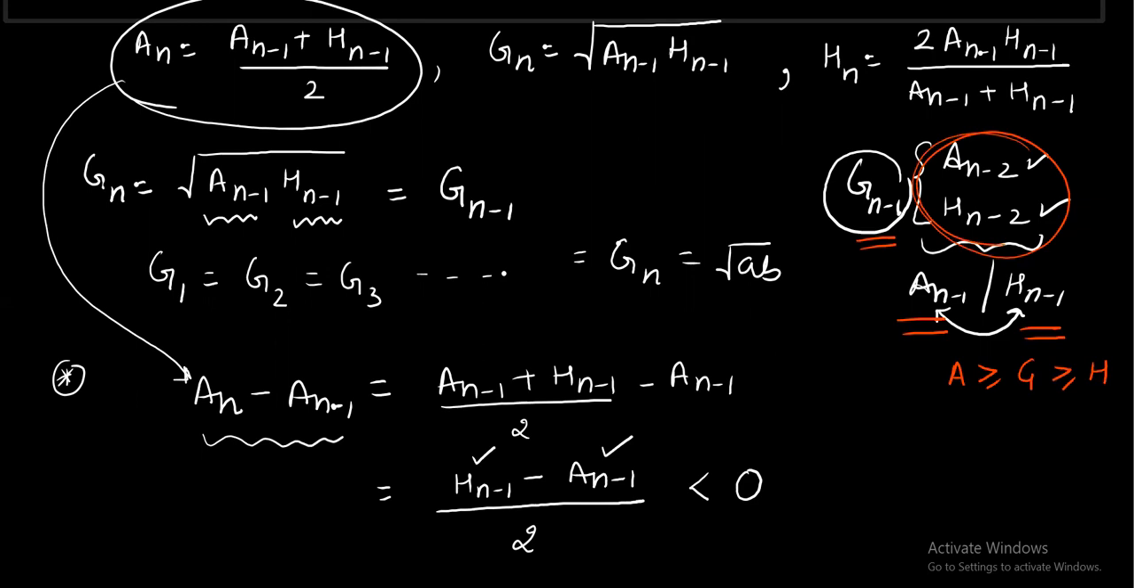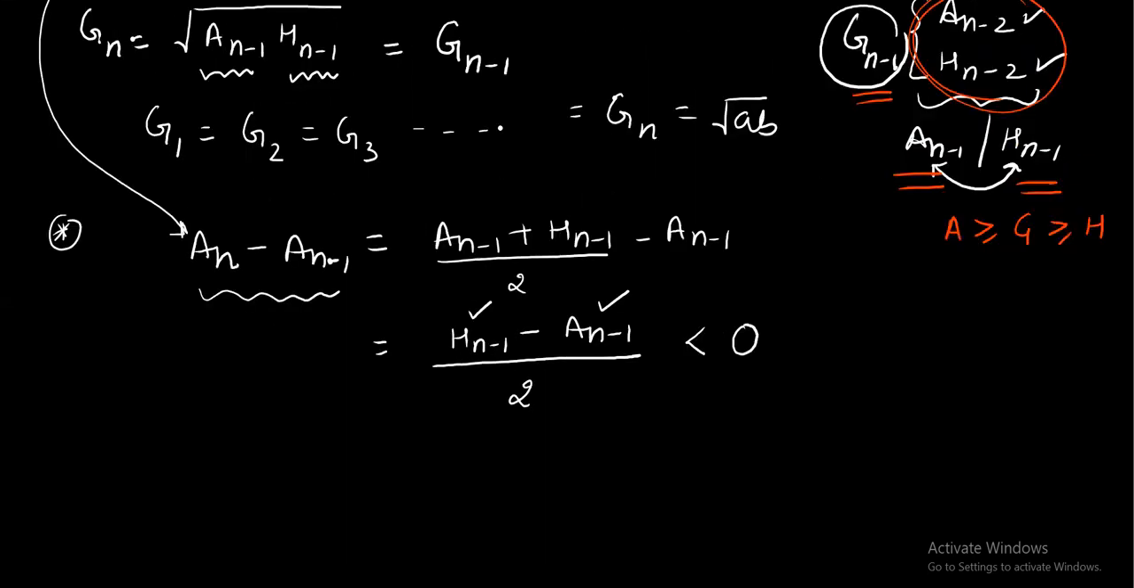We are getting this relation for an minus 1, or I can interpret from here that an will always be less than an minus 1. So whatever n you are keeping here, you will be able to get this relation. So from here I can now say that a1 is going to be greater than a2, going to be greater than a3, and so on.